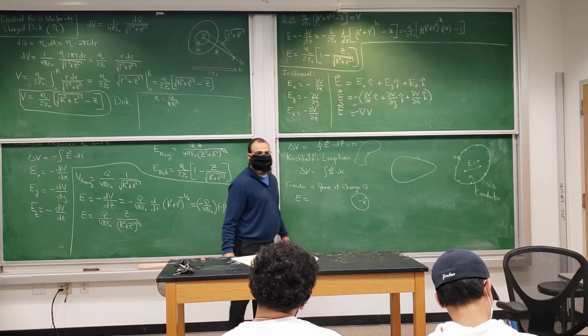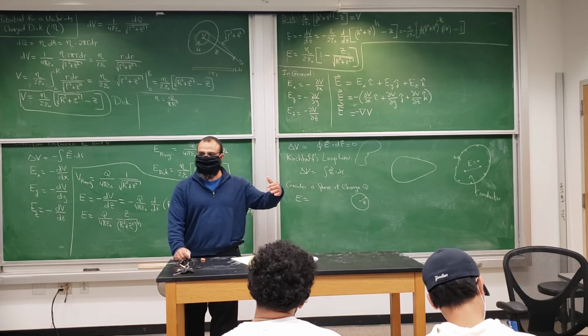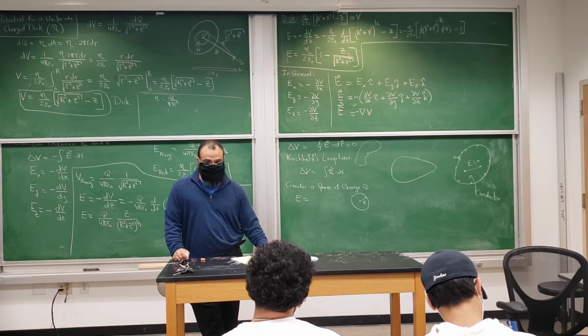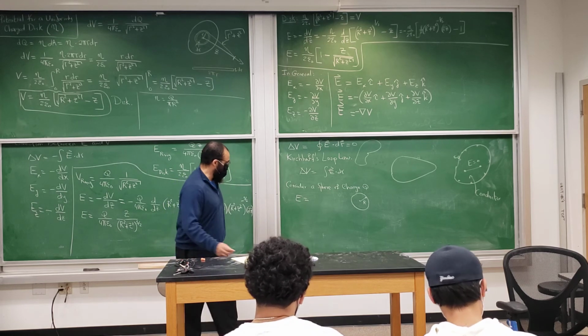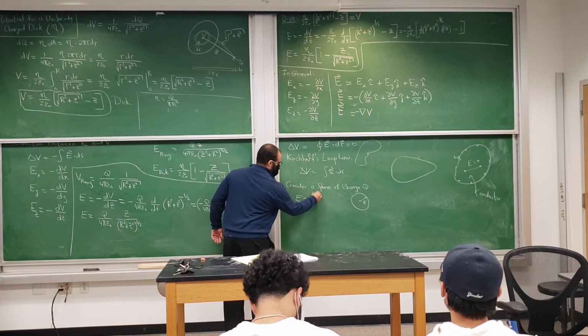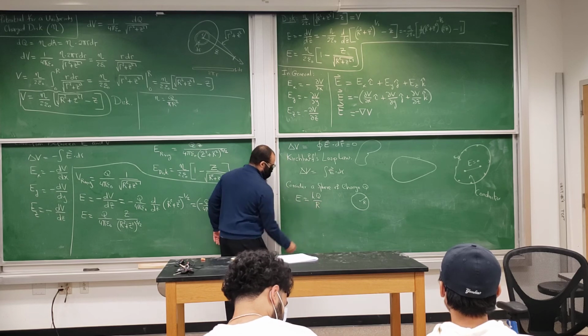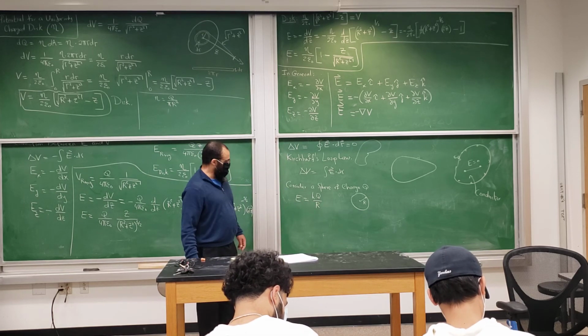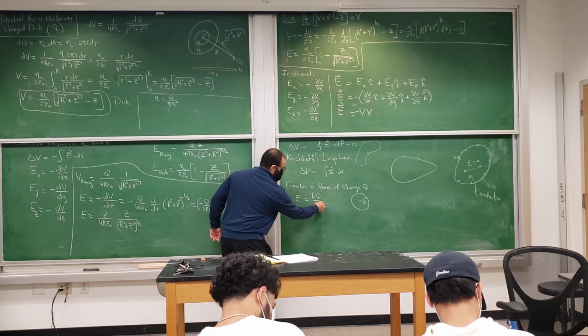What's the electric field at the surface? Once you exit the sphere, it's KQ over r squared. It's KQ over r squared.